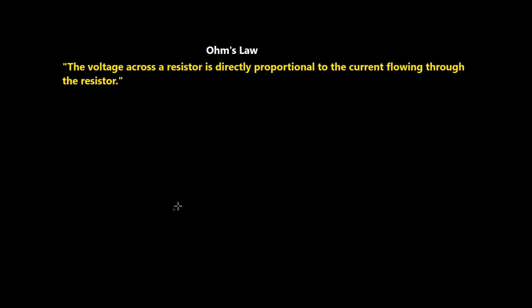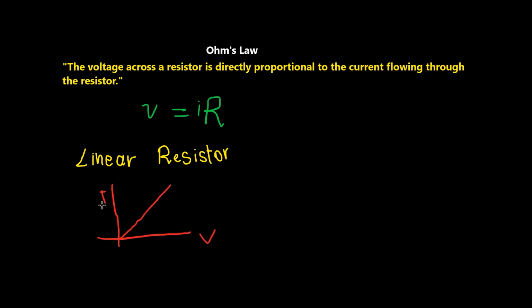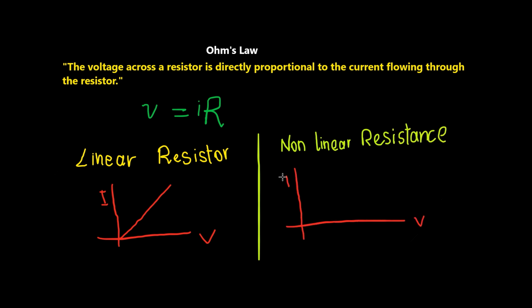Coming back to Ohm's law, which states that the voltage across a resistor is directly proportional to the current flowing through the resistor. Mathematically, we can write V is equal to I into R. It is important to note that not all resistors obey Ohm's law. The resistors which follow this law are called linear resistors, as their voltage and current relationship is linear. Other resistors which do not follow Ohm's law are nonlinear resistors, as their voltage-current relationship is not linear. For example, diodes and thermistors are examples of nonlinear resistances.